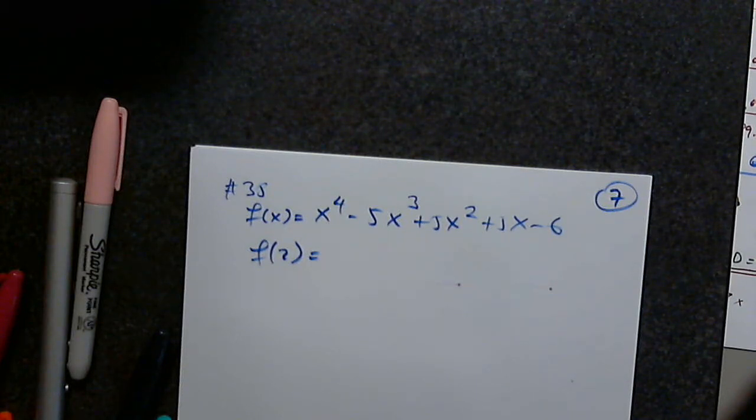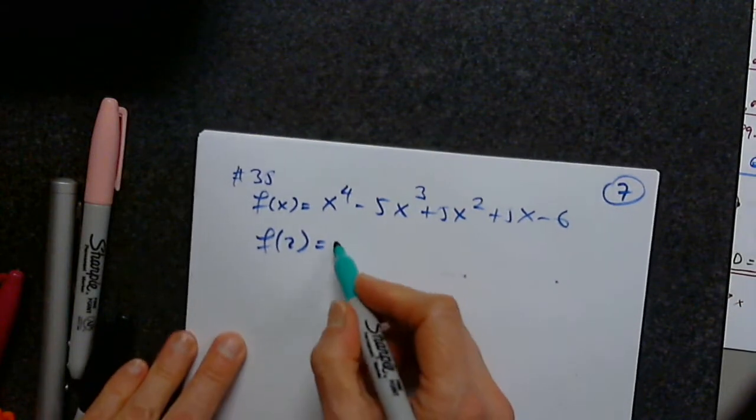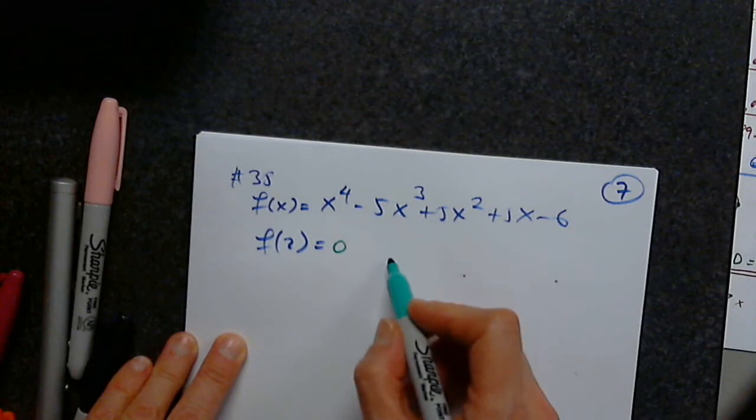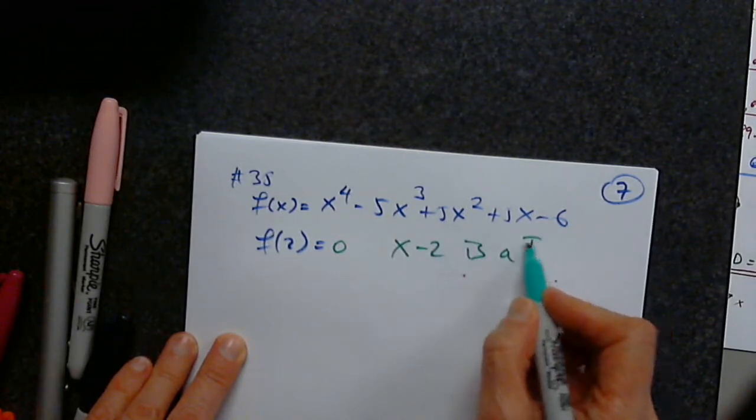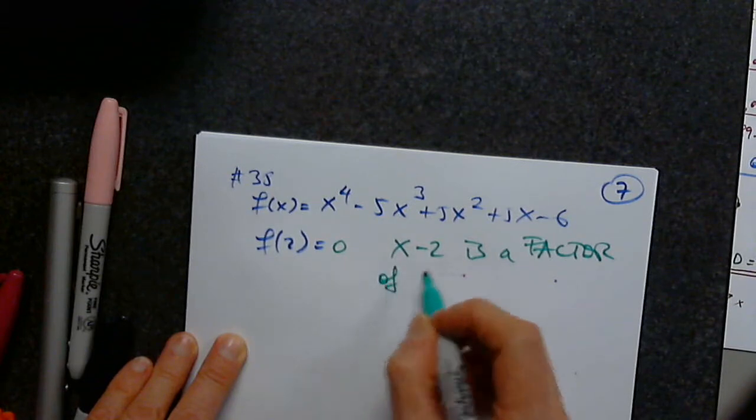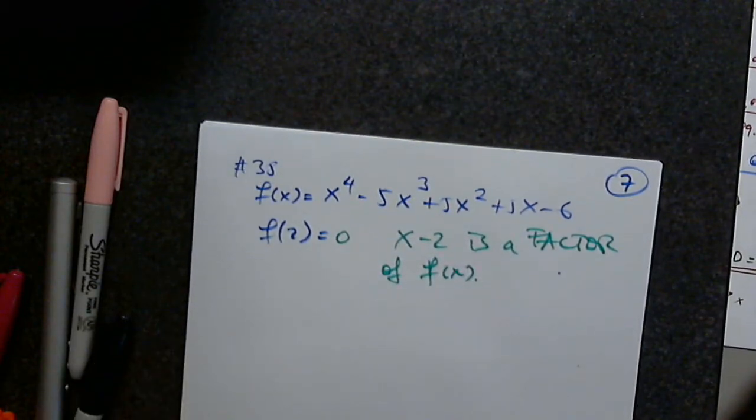Is it 0? Okay. What do we conclude if it's 0? x minus 2 is a factor of f of x. Very good. Any questions?